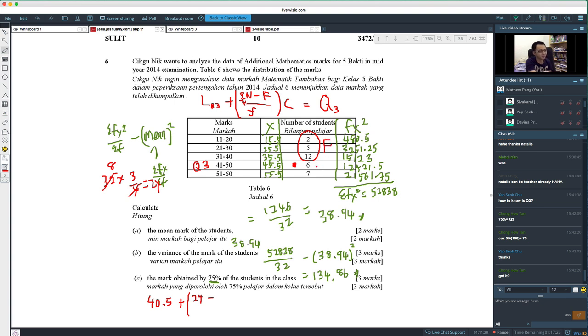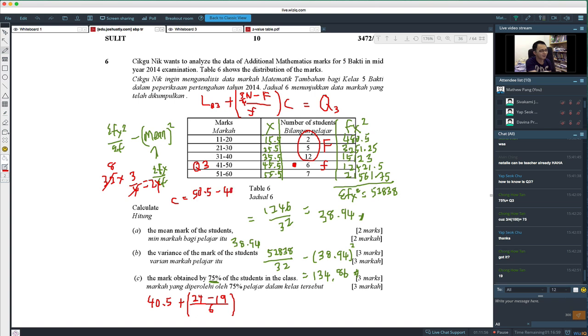Divided by frequency of Q3. Frequency of Q3, this is small f, which is 6. Divided by 6. Multiply with class size. My class size is from 41 to 50, the class size will be 10. Okay, in order to find the class size, you always need to use the upper boundary minus the lower boundary, which is 50.5 minus 40.5. So the class size will be 10.